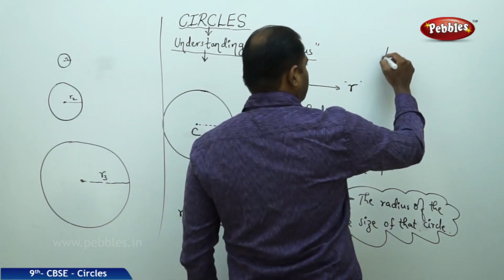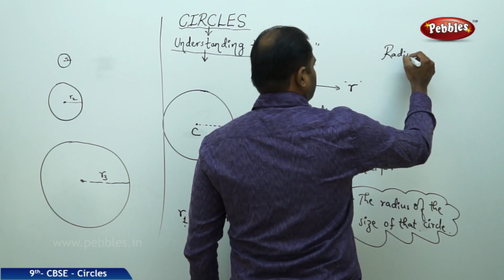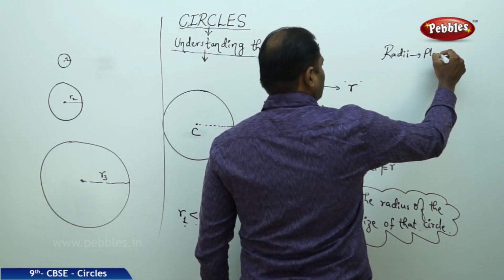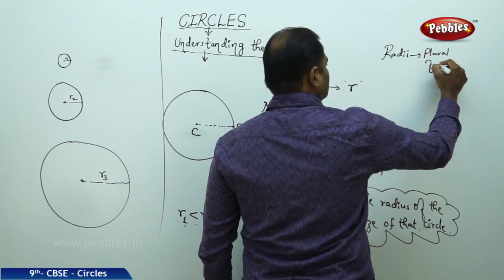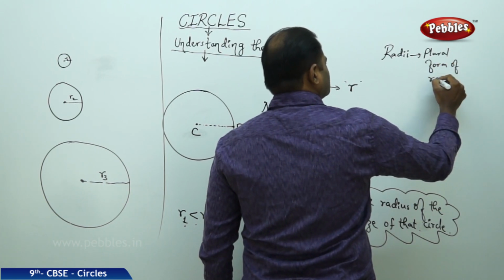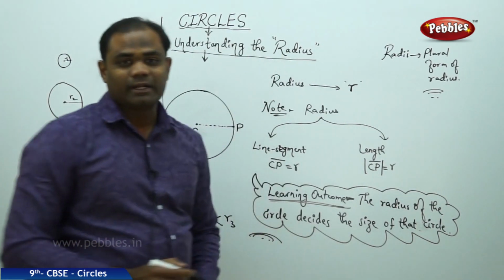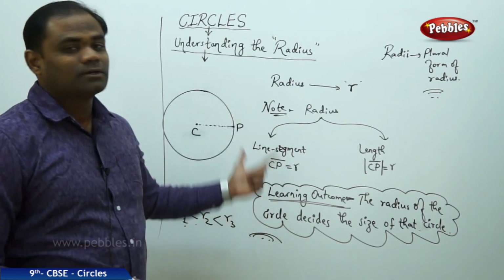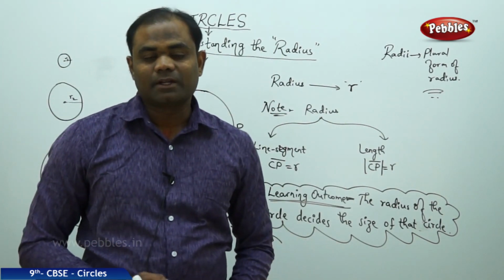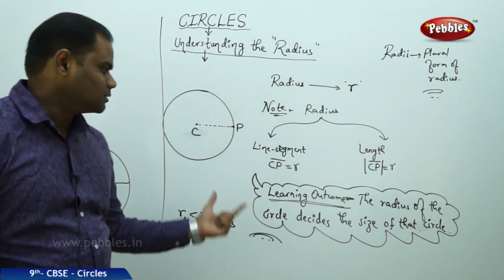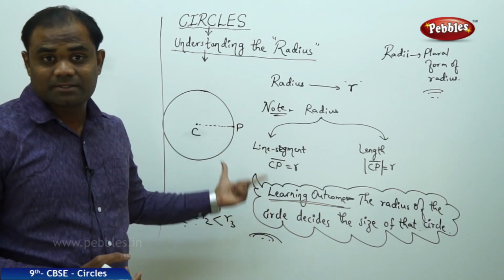Radii is plural form of radius. Is how we connect the radius with the circle. Understanding the radius of the circle through its size.